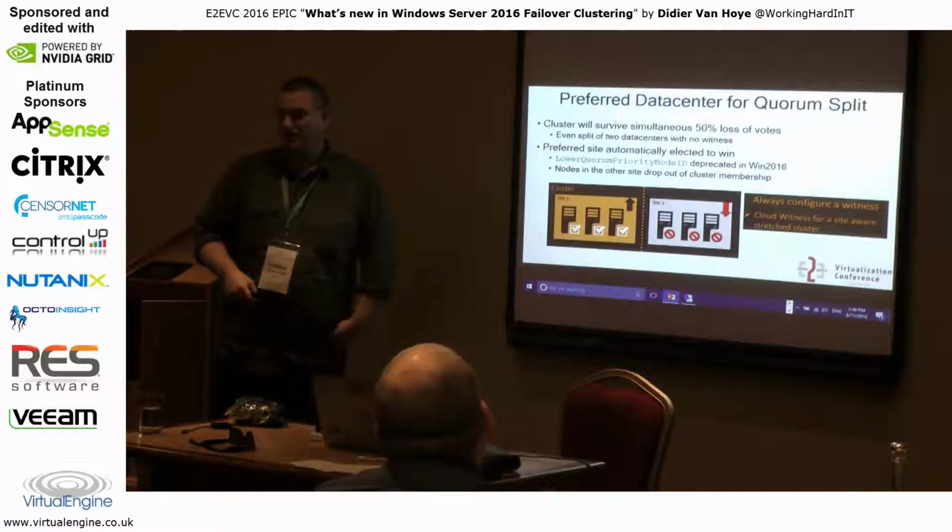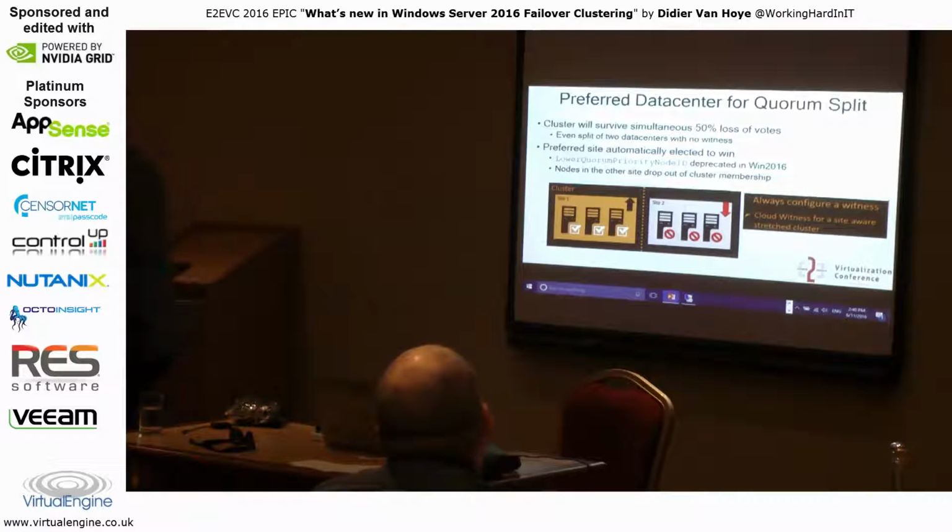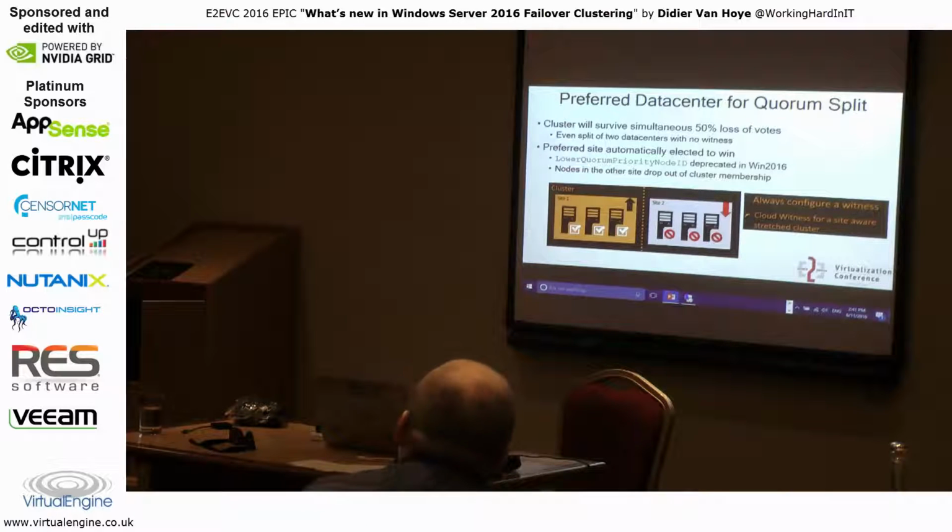The quorum split is a situation, if you have a multi-site cluster, where the clusters lose connectivity to the witness, and they lose connectivity amongst themselves. So the nodes can't talk to each other. So in that case, no witness, and you can't talk to all your nodes. So who's going to form the cluster? So they had this concept in 2012 R2, lower quorum priority node ID. You can never pronounce that thing when you need to. That was used to set the victims in such a scenario, which ones were not going to be used to form the cluster.